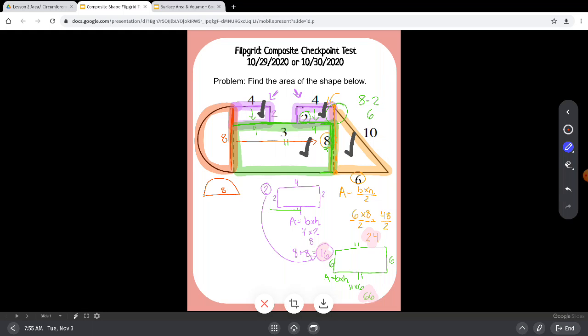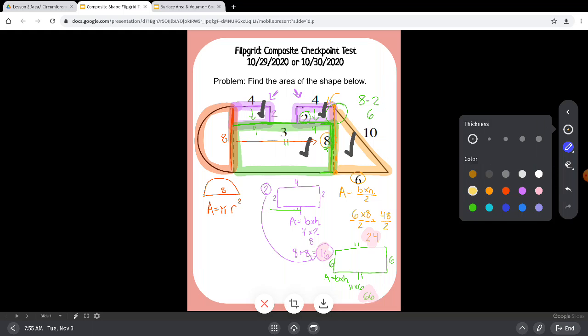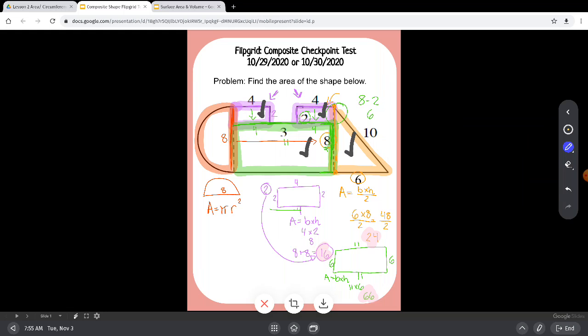Now I'm going to write the formula for the area of a circle. For the area of a circle, it's A equals pi times the radius squared. Because I'm given the diameter for this circle, I need to find the radius. We know from our past lessons that radius is half the diameter. So I need to figure out what is half of this semicircle. 8 divided by 2, or 8 cut in half, we know is 4. So that's the measurement for our radius, 4.